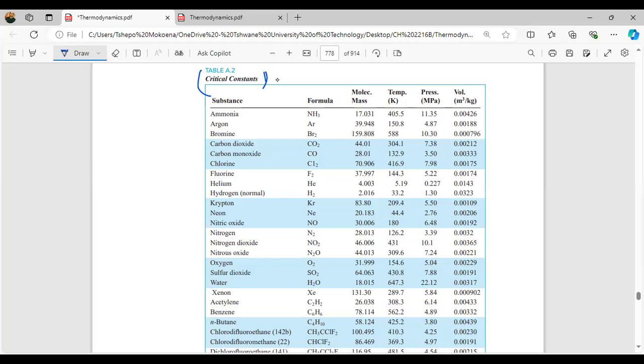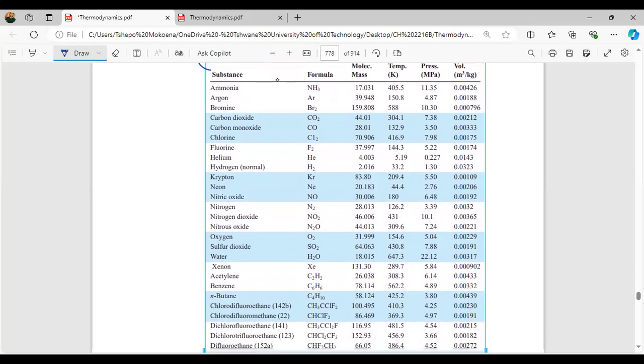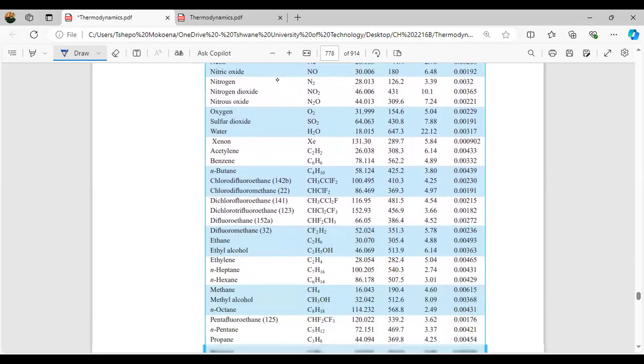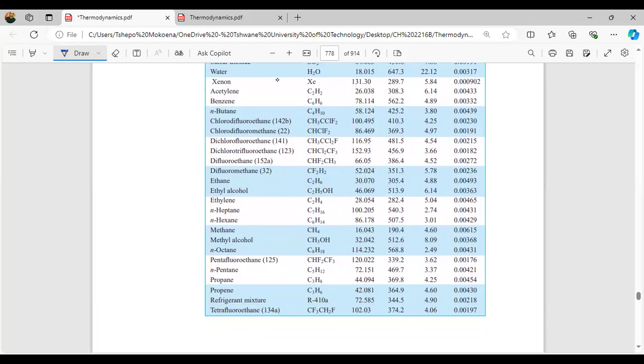So we are actually looking for propane, right? So let's look for propane, P. Let's go for propane. Not propene, be careful, there is propene, unsaturated and saturated hydrocarbon. So we are actually looking for propane. And then here are the criticals.